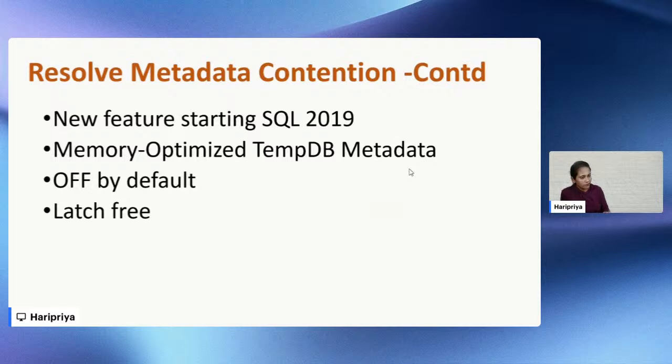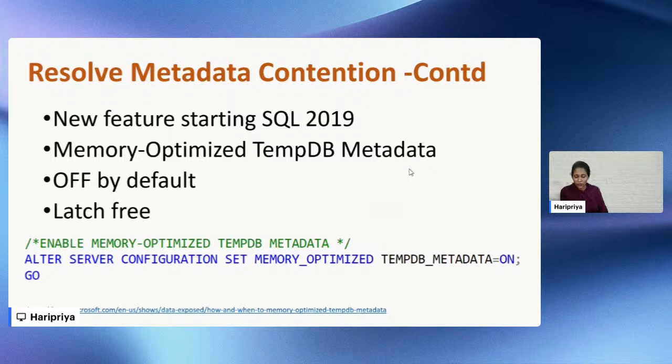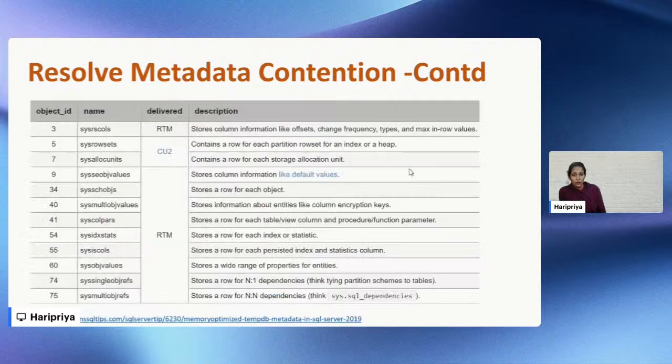And this feature is off by default. If you need it, you have to turn it on. And you turn it on using this server configuration: set MEMORY_OPTIMIZED TEMPDB_METADATA on. You could also use the resource pool if you like. And these are the 12 system objects that will actually be moved to memory. And if you're on 2019, make sure you're on the latest version. It is also available on 22, of course.